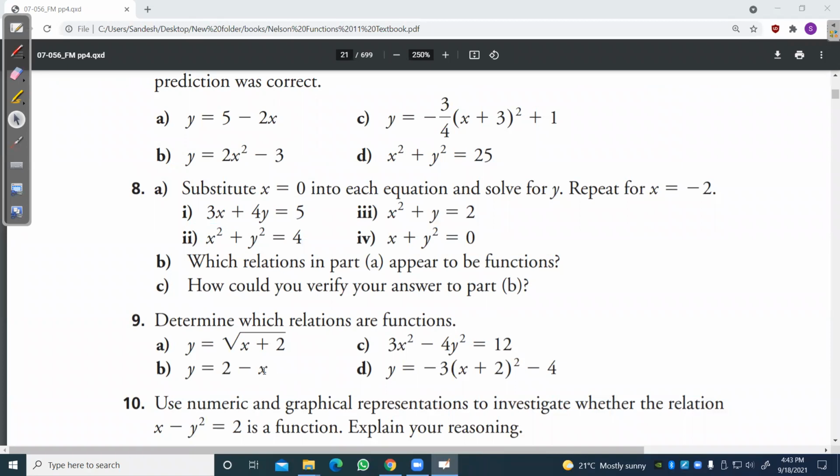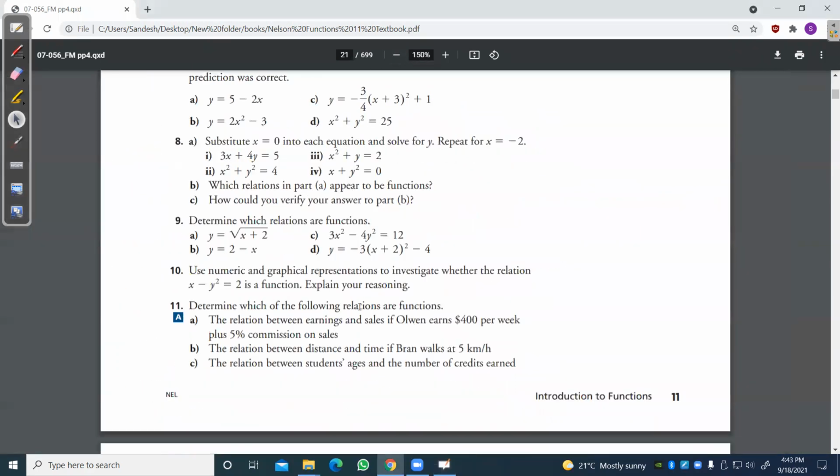Let's move on. What about 2 minus x? Is that a function? Yes, that's a linear function. What about c? No, that is not a function. What about d? Yes, it is. It's a quadratic function.